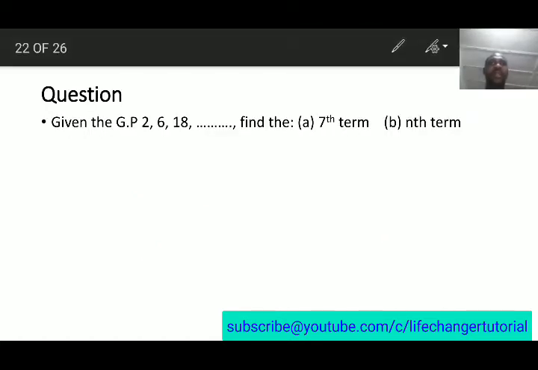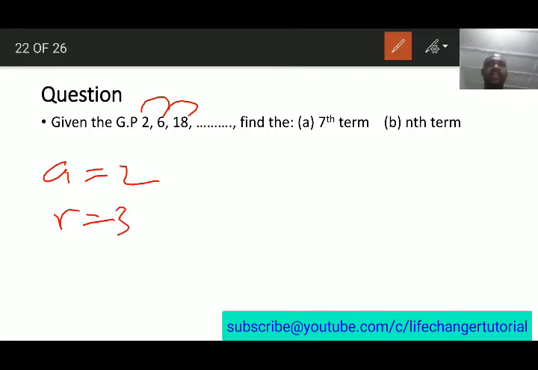Okay, so here we have a question. It says, given the GP 2, 6, 18, find (a) the seventh term, then (b) the nth term. Here we can see that the first term of this GP, a, is equal to 2. Now the common ratio, you get that by dividing 6 by 2 or 18 by 6. Whichever way, you see that the common ratio is 3. 6 divided by 2 is 3, 18 divided by 6 is 3.